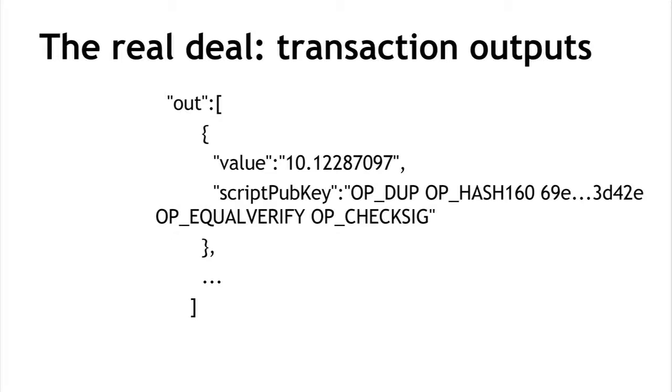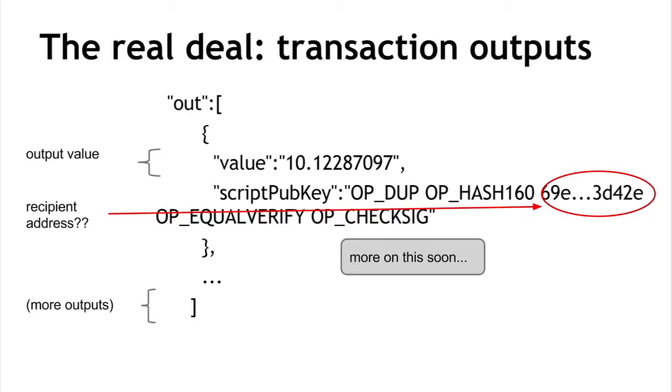And now the outputs have just two things. They have a value, so each output can have a different value. The sum of all the outputs has to be less than the sum of all the inputs. And then there's this funny thing that looks like what we want to be the recipient address. Each output is supposed to go to a specific person or to a specific public key. There is some stuff in there that looks like the hash of a public key, but there's also some other stuff that looks like a script. And in fact, it is a script, and we'll talk more about that very soon.